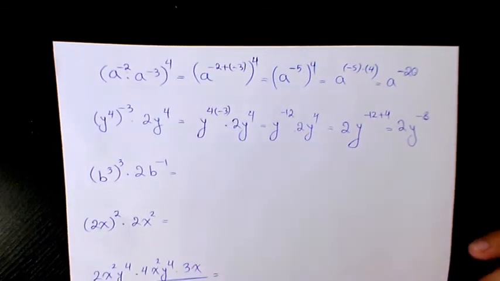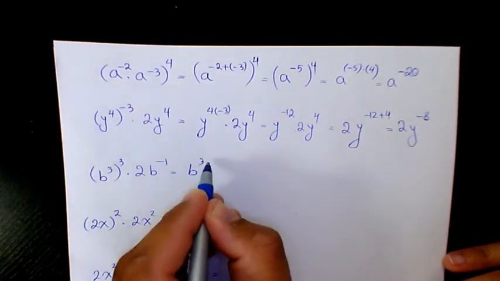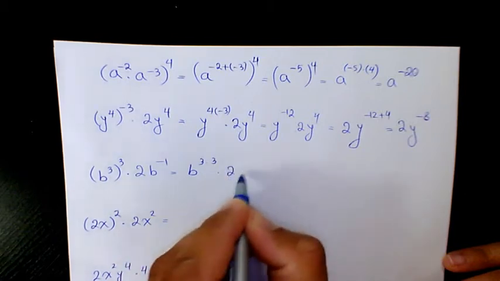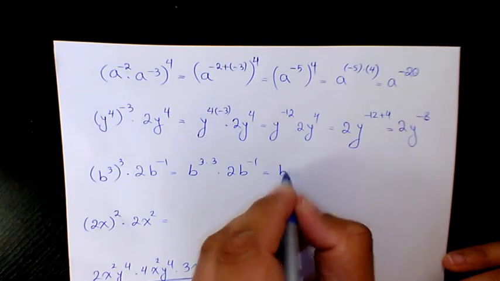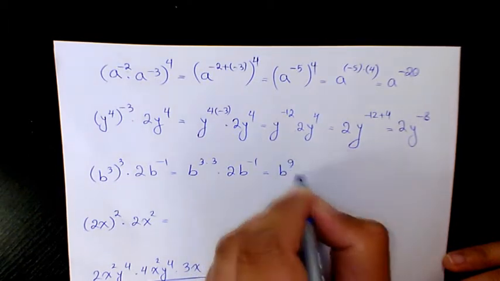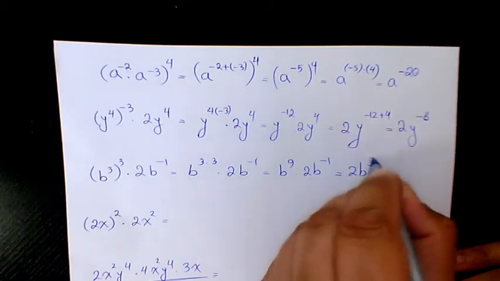Next one, b to the power of 3, to the power of 3, is going to be b to the power of 3 times 3, times 2 to the power of 2 times b to the power of negative 1. So it's going to be b to the power of 9 times 2b to the power of negative 1. So it's going to be 2b to the power of 8.